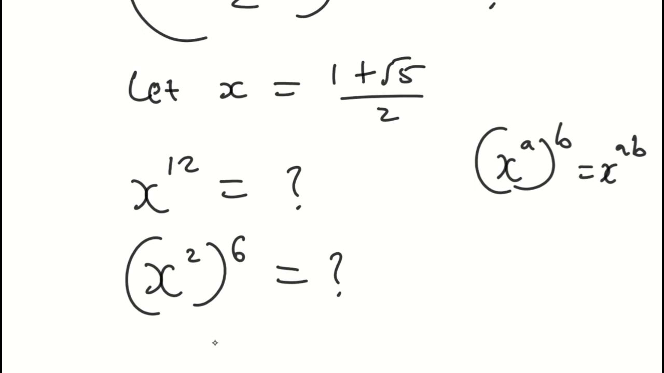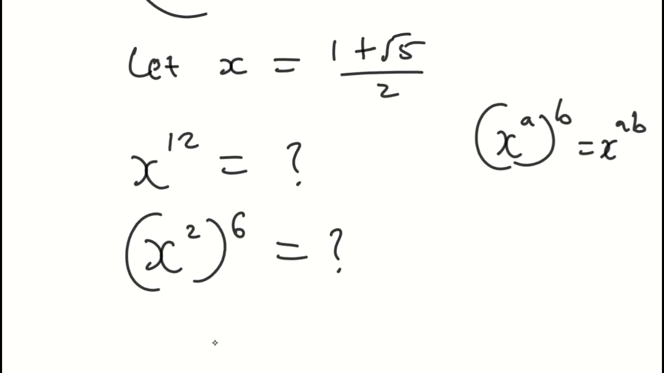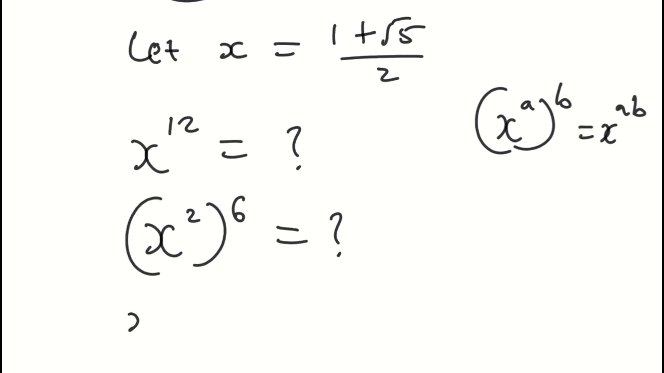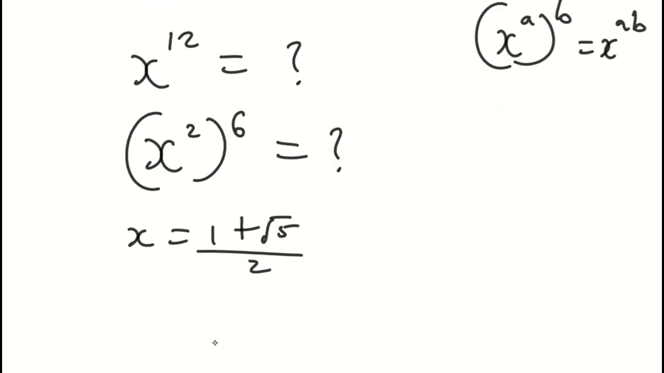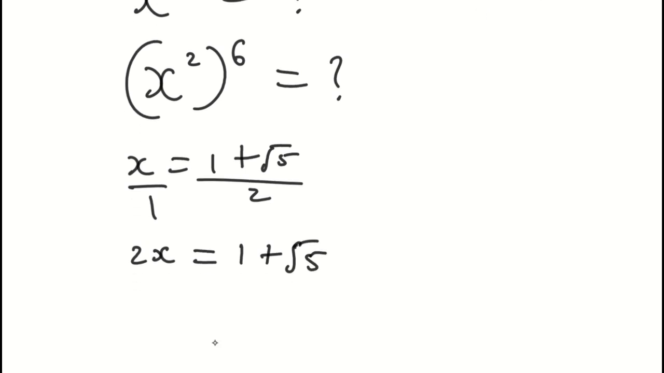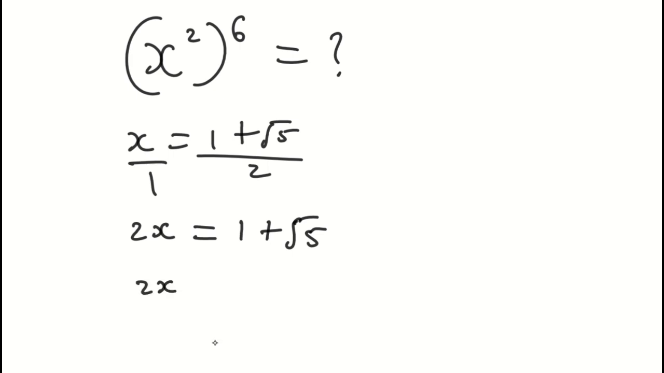Now, I can get an expression for x raised to the power of 2 from x is equal to 1 plus root 5 over 2. So let's write it here. x is equal to 1 plus root 5 over 2. First thing first, let me cross multiply. So that will be 2 times x, which is 2x, is equal to 1 times 1 plus root 5, which is 1 plus root 5. What's the next thing? Let me move this one to the left hand side. So I'm going to have 2x minus 1, right, is equal to what?